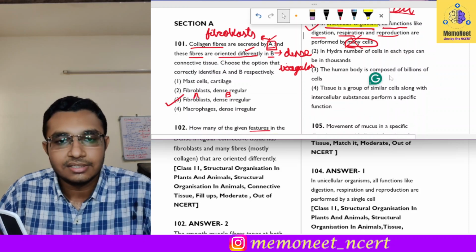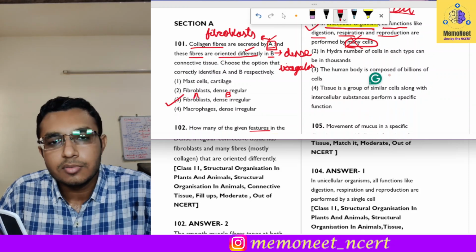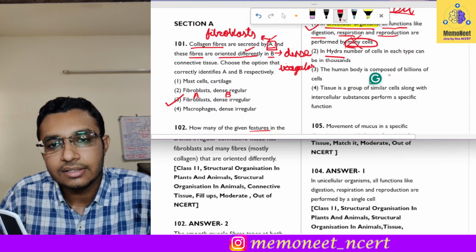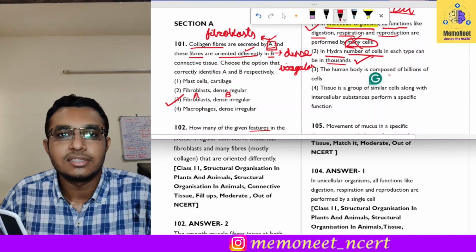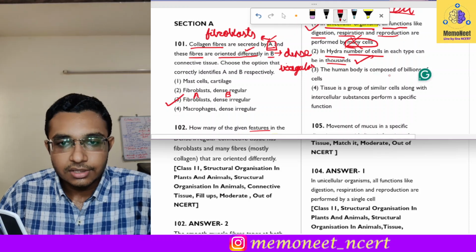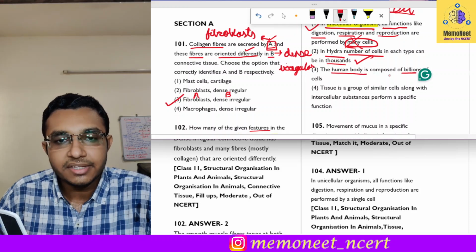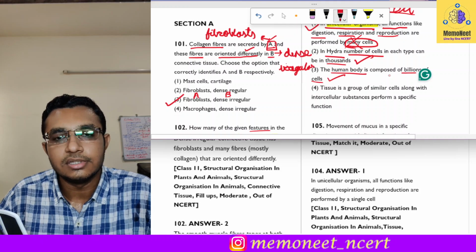Let us see the other 3 statements also. In option 2, it is given in Hydra, the number of cells in each type can be in thousands. So yes, this statement is correct. Then the third statement is the human body is composed of billions of cells. So yes, this statement is also correct.